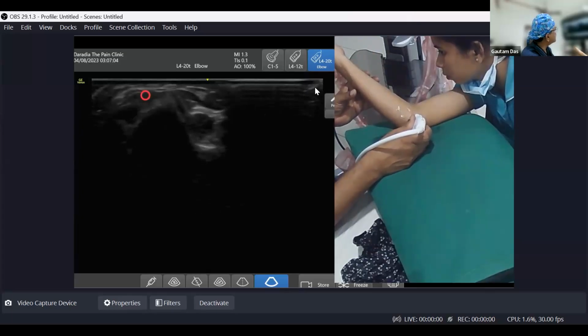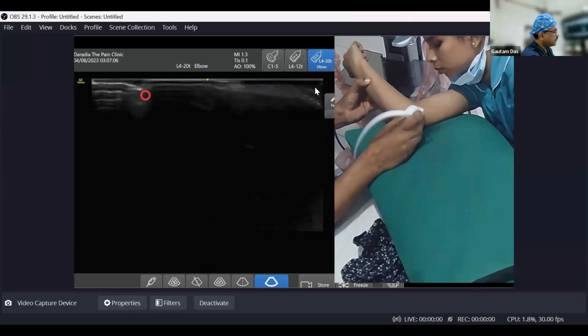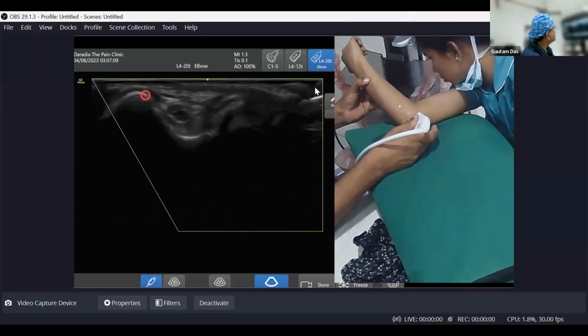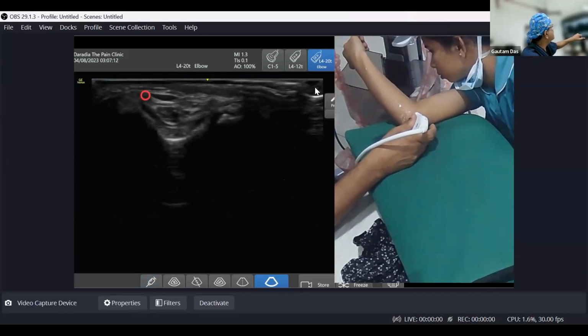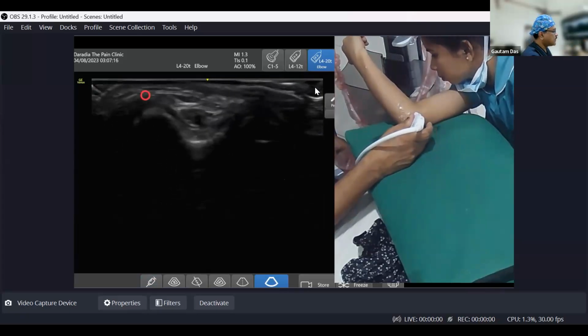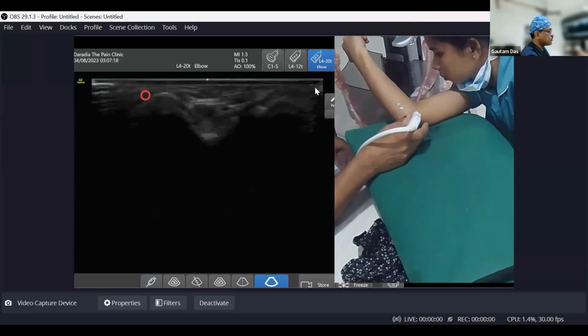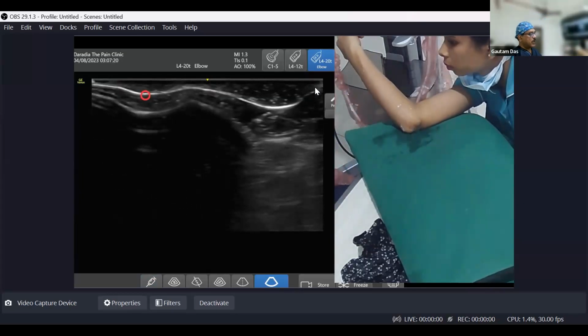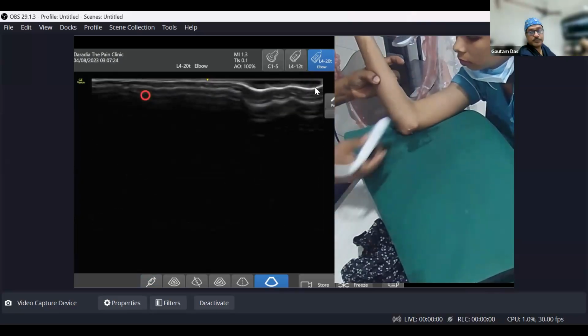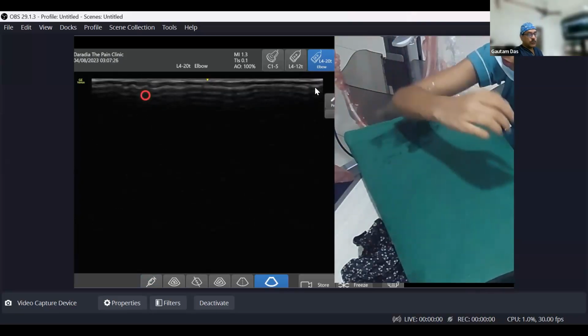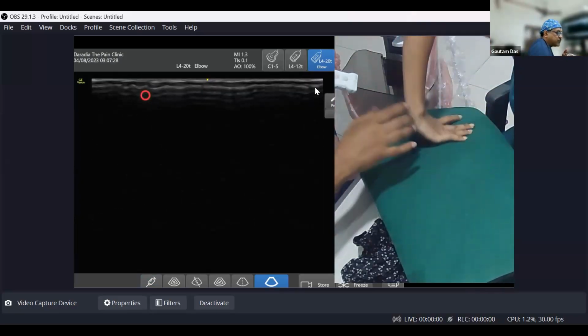Osborn's ligament, hyperechoic line. And the floor, your posterior band of the ligament, is also seen. So this was your medial elbow. And now the posterior elbow. For the posterior elbow, we use the crab position.